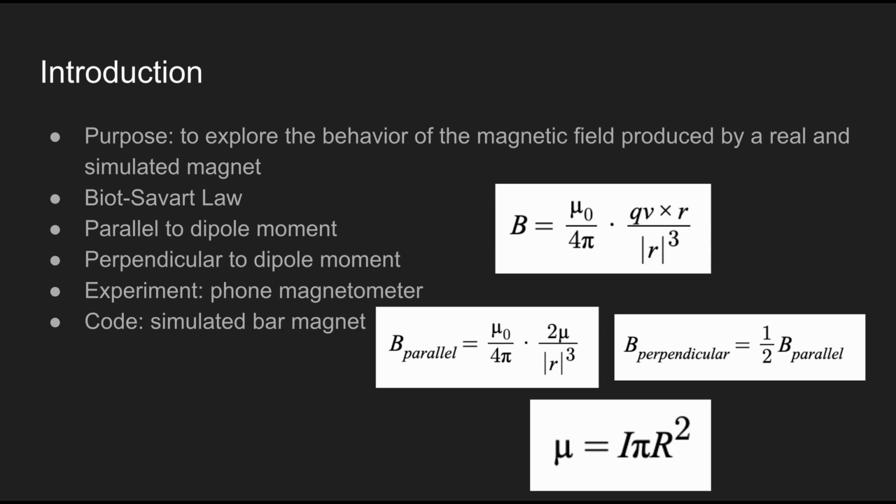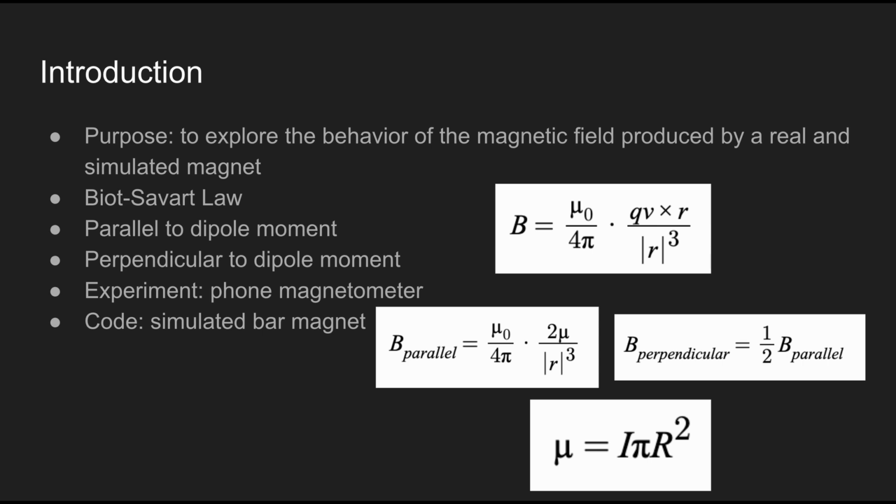The purpose of this experiment was to explore the behavior of the magnetic field produced by a real and simulated magnet. To do so, I used derivations of the Biot-Savart law to make predictions about the magnet's magnetic field. Some derivations that were helpful for this lab include the magnetic field at a location on the axis of a magnetic dipole. The mu present in this formula is equal to a current multiplied by an area.